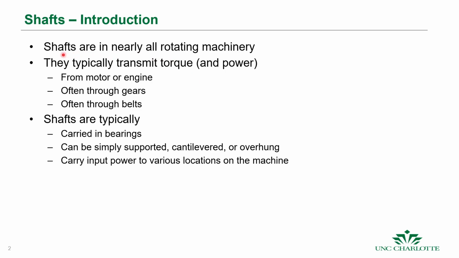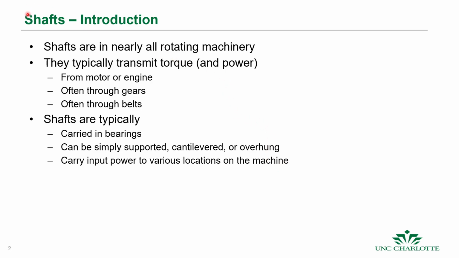Shafts are in nearly all rotating equipment. They transmit torque or power, and we often see them going from a motor or engine into the drive mechanisms, often through gears, often through belts. Shafts are typically carried in bearings, and they can be either simply supported, cantilevered, or overhung, typically. And they carry the power throughout the machine. And they show up in all sorts of machines in many applications.